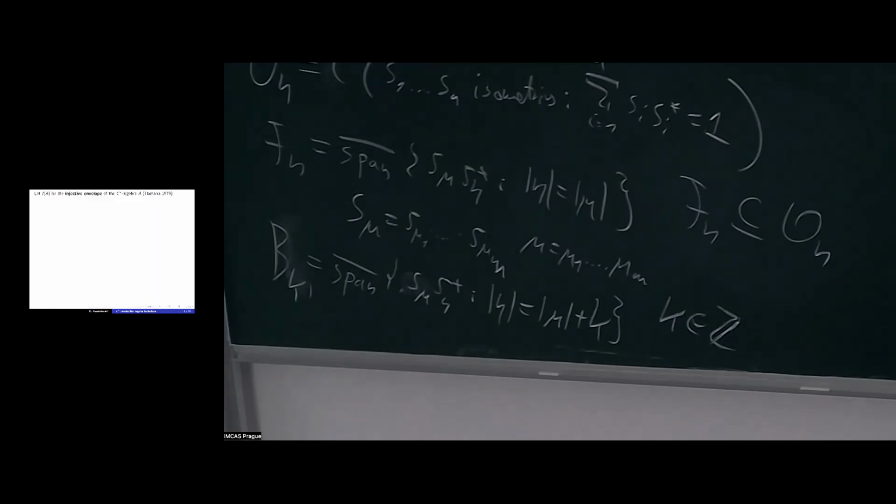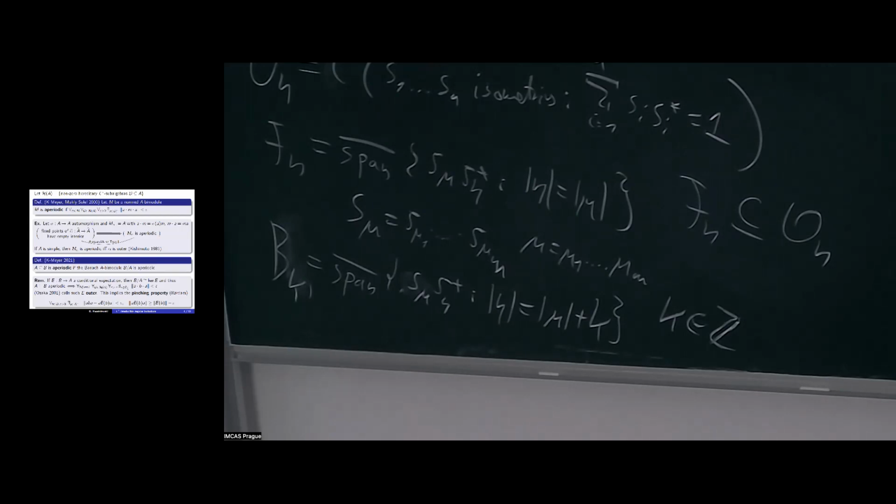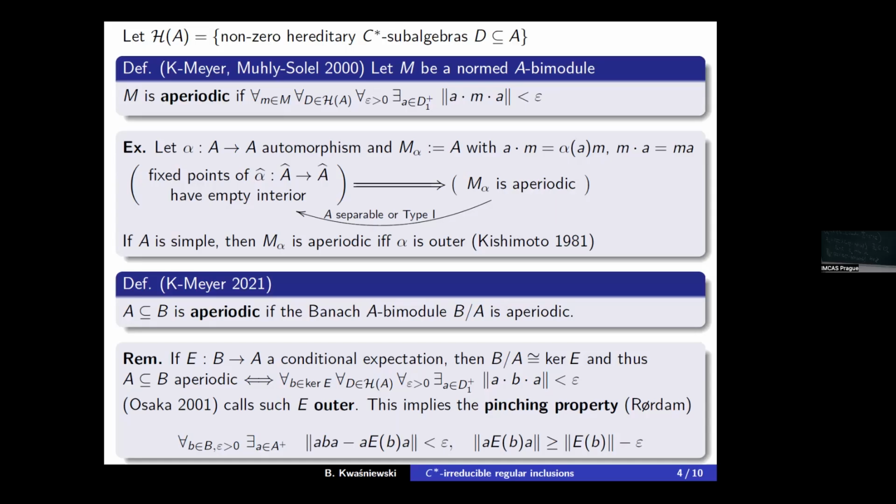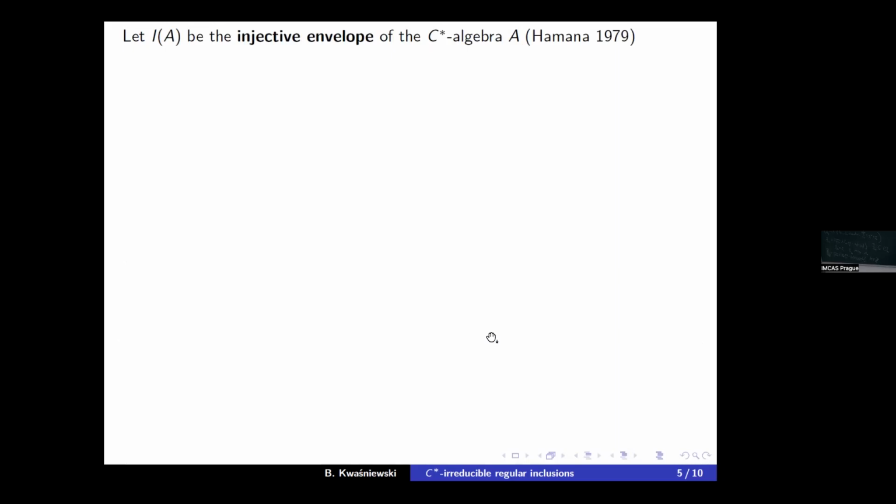And okay, so this holds when you have a conditional expectation. And let me make a one slide detour to the world where we don't have a conditional expectation. So this requires the notion of injective envelope of Hamana. So this is a C*-algebra that contains A, the smallest C*-algebra that contains A but is injective in the category. I think we can stick to the category of C*-algebras where the maps are completely positive maps or completely contractive maps. I think it doesn't really matter. You get the same universal object.